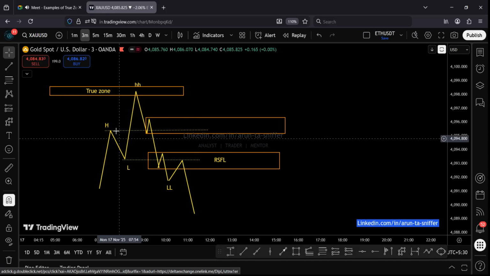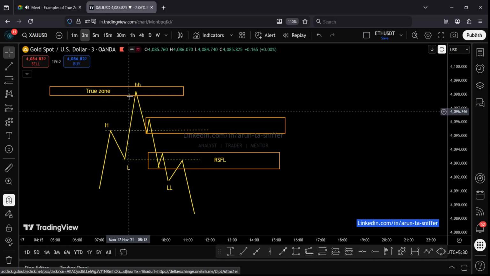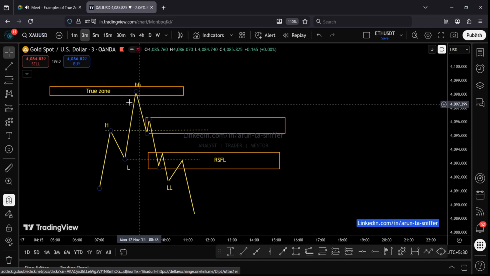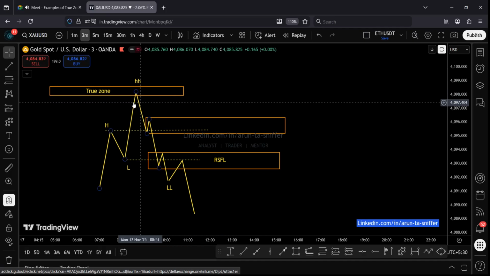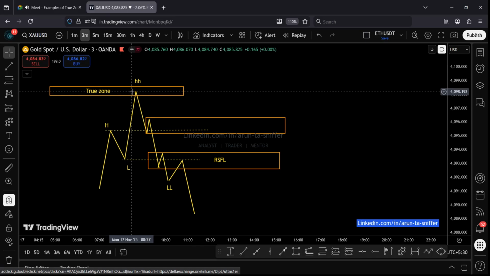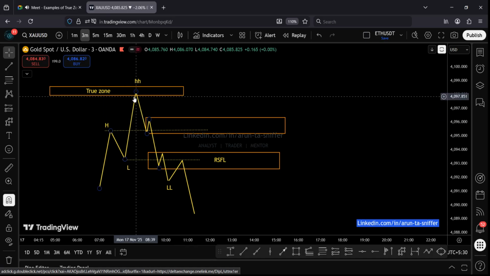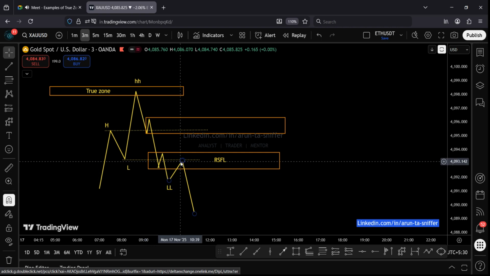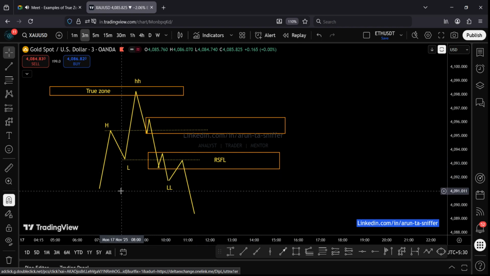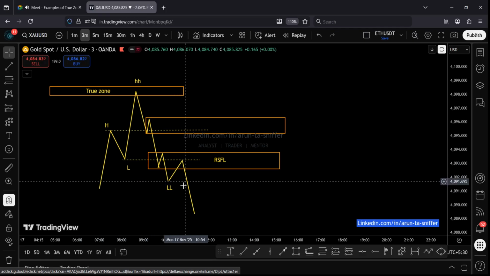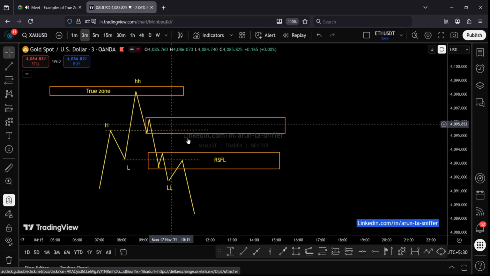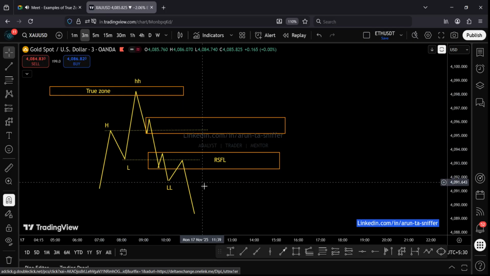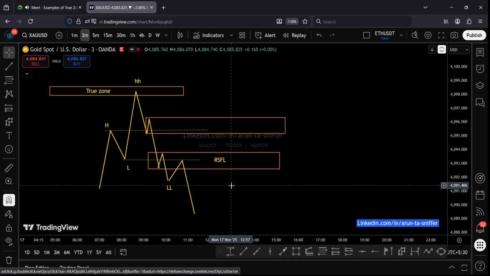RSFL setup: if price is reacting to a true zone and we have an engulfing pattern here. Remember what rules we discussed yesterday? The same will be applied here. This should react to the true zone, we should have an engulfing pattern here, and price should do a quick retest. So this will be an RSFL setup. But if price does a late retest, or there is no engulfing pattern, or the true zone is missing, then we will wait for PA on the lower time frame.